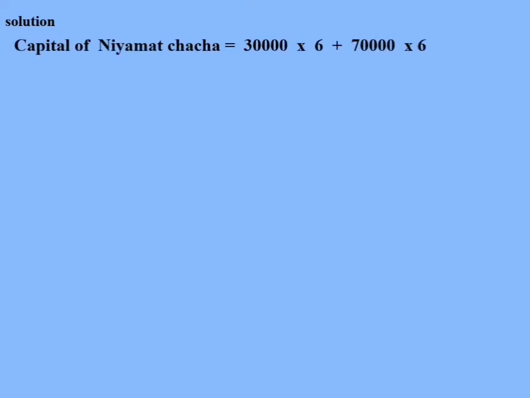Capital of Niyamat Chacha is equal to 30,000 multiplied by 6. He invested 30,000 for 6 months, and after 6 months he invested rupees 40,000 more. So 30 plus 40 equals 70,000 for the remaining 6 months of the year. Now multiplying it by 6 we get 1,80,000, and multiplying 70,000 by 6 we get 4,20,000. Adding them, this is equal to 6 lakhs.